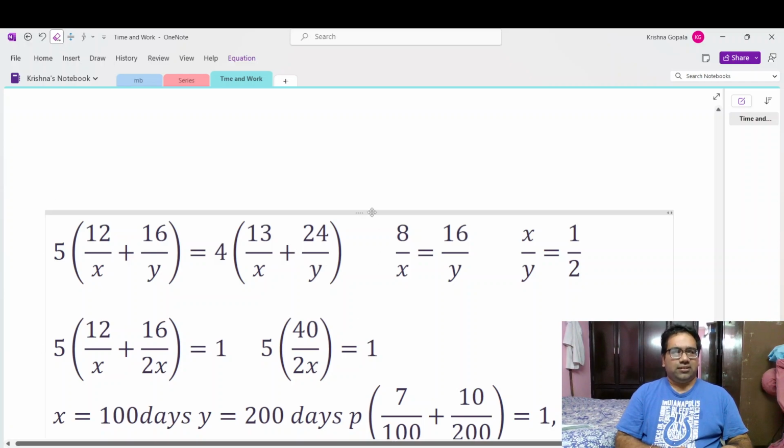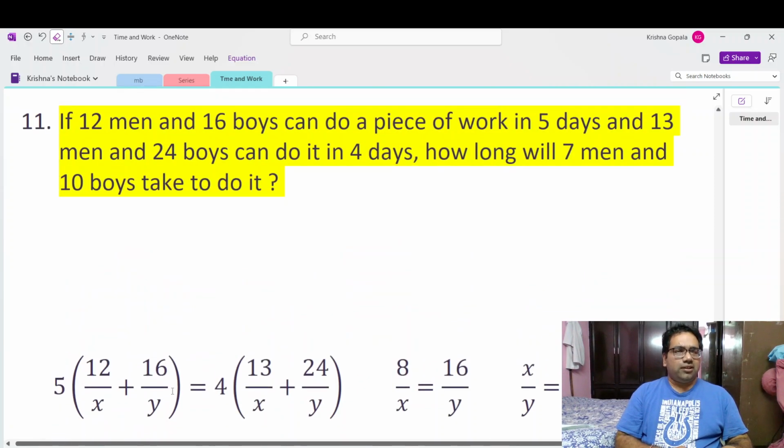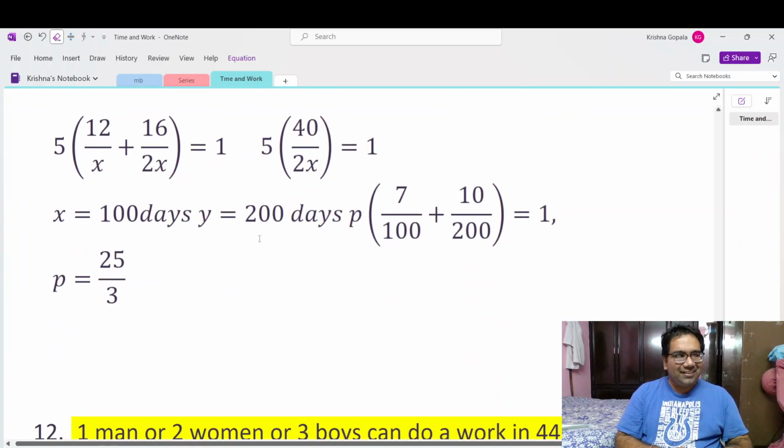What exactly is this equation? You just need to assume some x and some y. We have assumed x is the number of days one man will take to finish this entire piece of work. Now 12 people and 5 days: each day 1 by x work will be completed. So 5 into 1 by x into 12 plus 16 into 1 by y into 5 should be equal to 1. Right? You understood this problem, right? Anyway, if you have any doubts, you can always ask. Good. Let's get to the next problem.